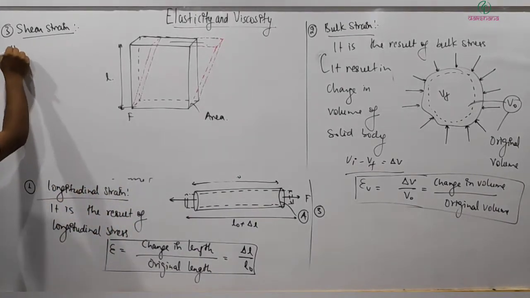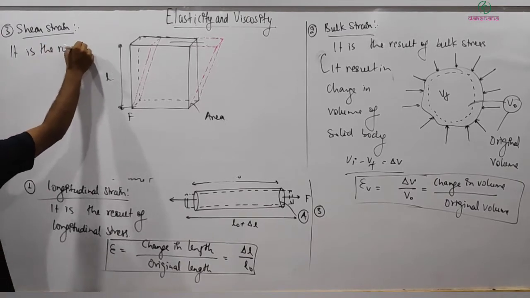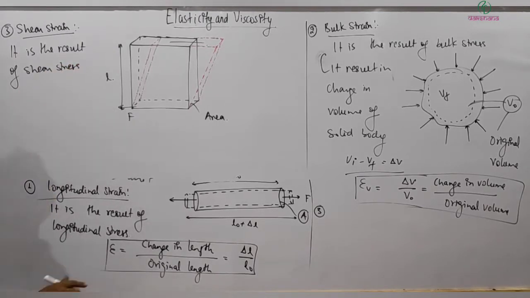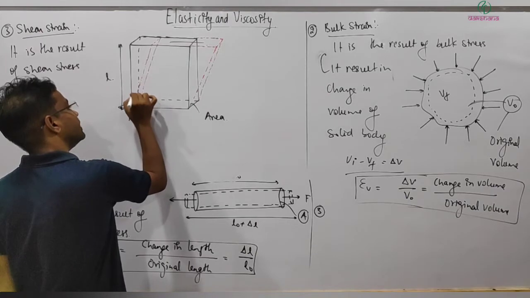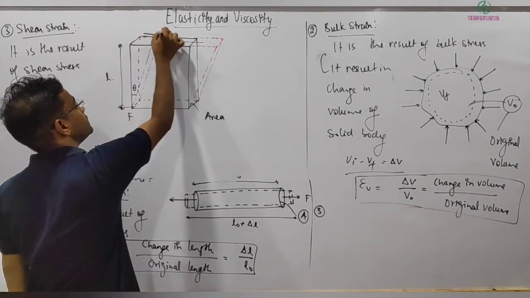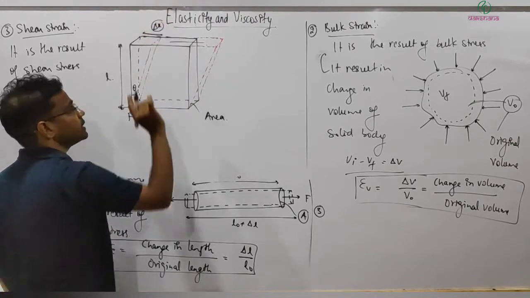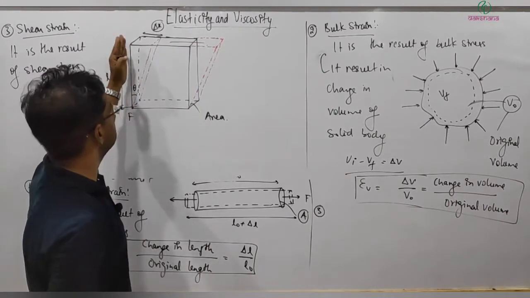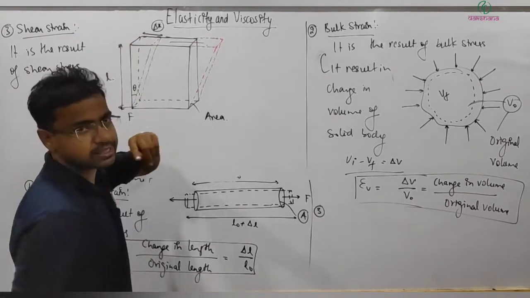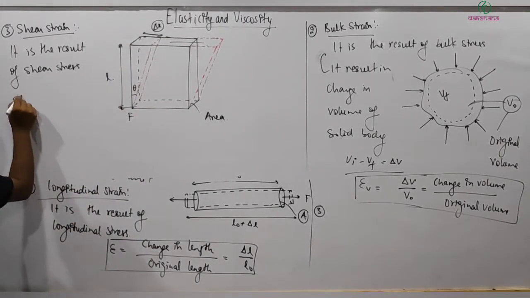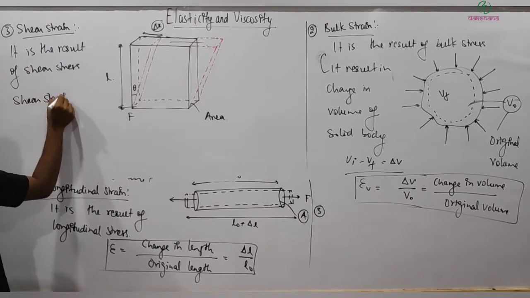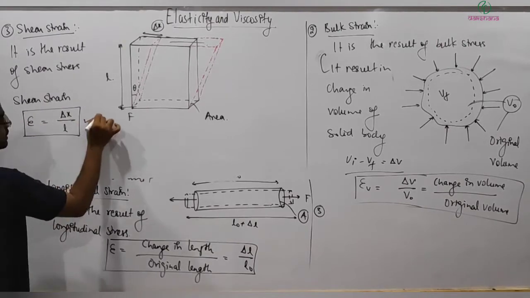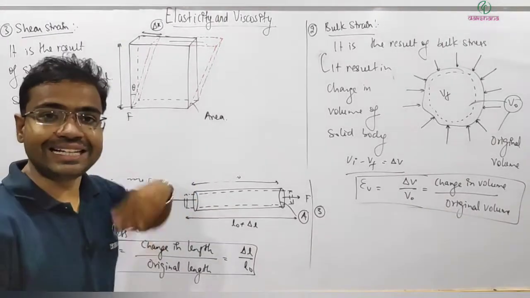So first thing is, it is the result of shear stress, right? And here, if I let's say measure, this is angle theta, and this shift is, let's say, delta x, right? Remember that this length is original L, and correspondingly this corner has shifted by some amount delta x. Then shear strain is defined as delta x divided by L. Just try to remember this expression, because its definition is a little bit different.